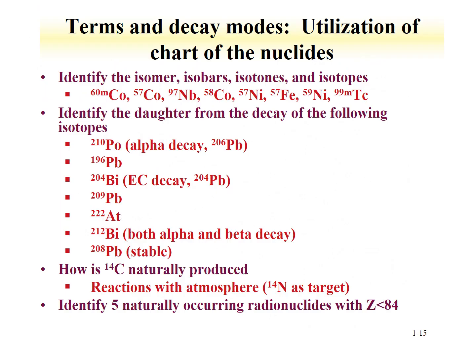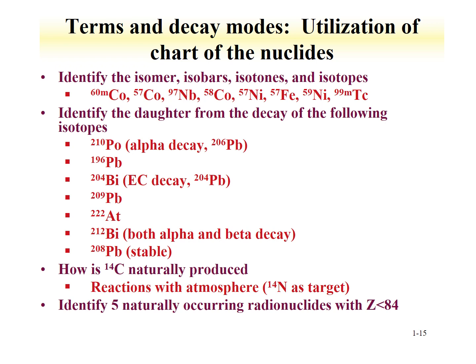An example of some questions and terms you should be able to identify from what we've covered related to the chart of the nuclides. You should be able to identify isomers, isobars, isotones, and isotopes. So for instance, cobalt-60M is an isomeric state. Isotopes, well, cobalt-60M, cobalt-57, cobalt-58. Those are examples of isotopes. Isobars, anything with 57, so cobalt-57, nickel-57, iron-57.